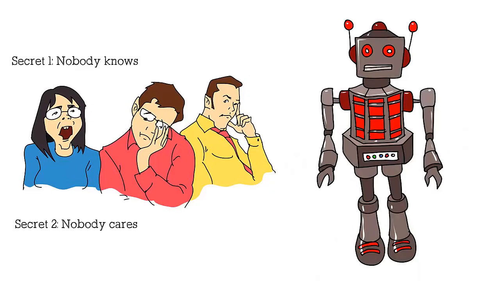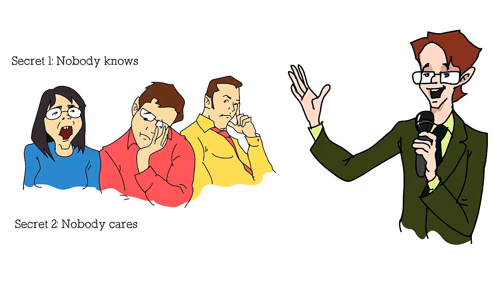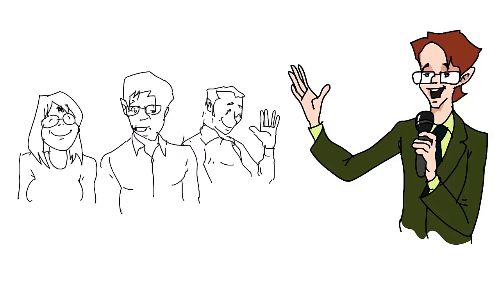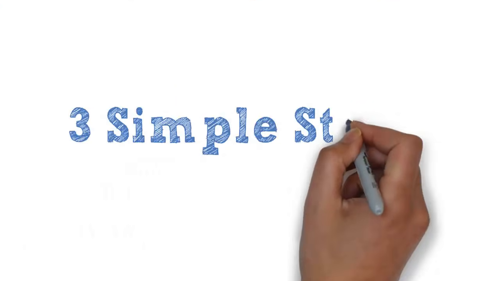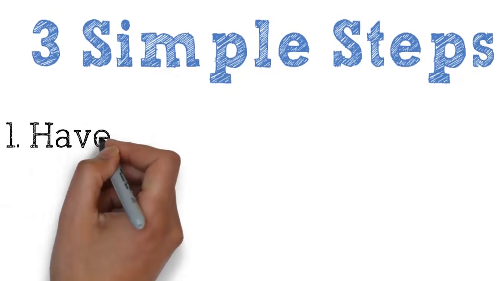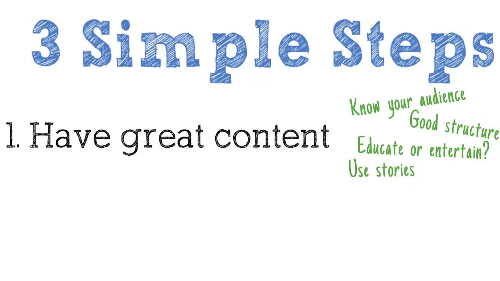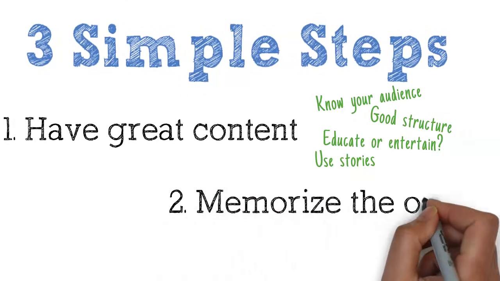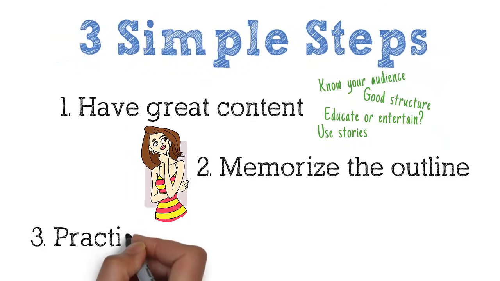Why? Because a great speech is about your message and how you deliver it, not about being word perfect. Your audience wants to be engaged and entertained or educated, and that's what your goal should be. So here are 3 simple steps for achieving that, and then we'll get into the memorization part. Obviously, you need to have great content. Memorize only the outline or key points of your speech. Then practice giving the speech.